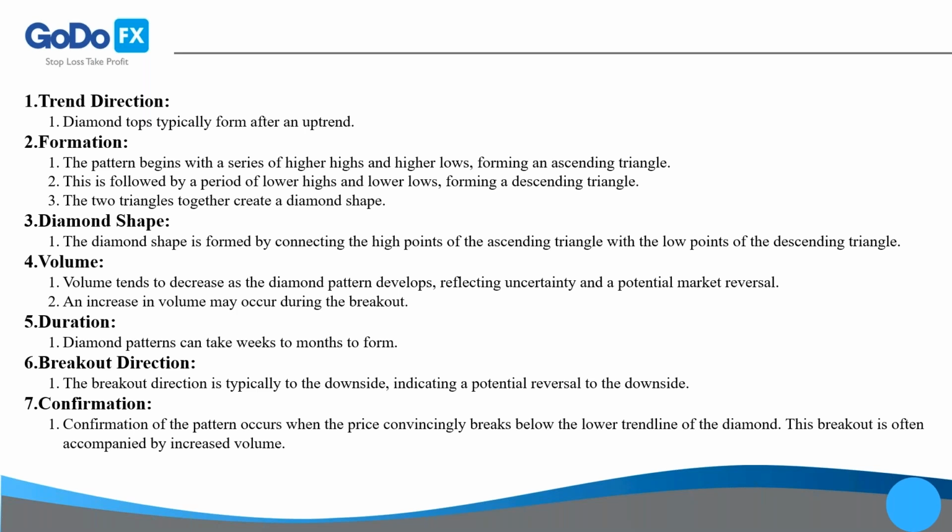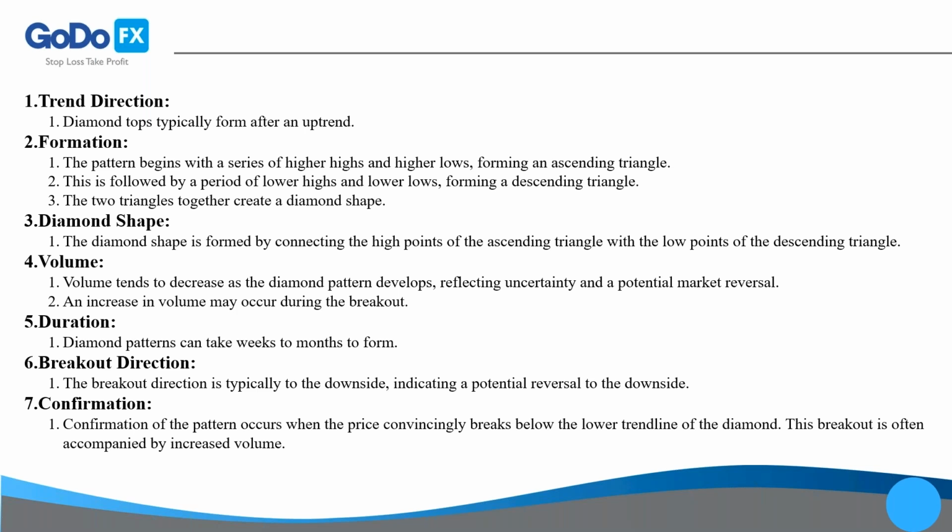Now the diamond shape is formed by connecting the high points of the ascending triangle with the low points of the descending triangle. Concerning the volume, it tends to decrease as the diamond pattern develops, reflecting uncertainty and a potential market reversal. But an increase in volume may occur during the breakout.